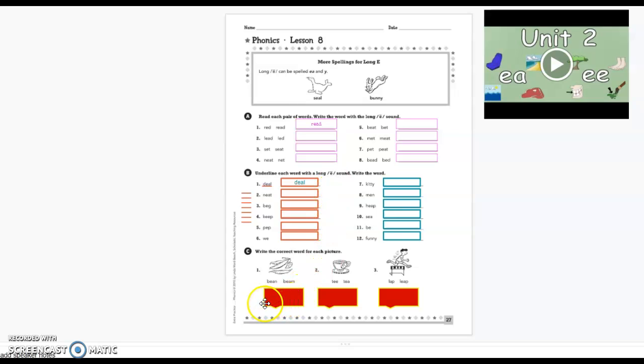Okay, and then if I come down here to letter C, it says write the correct word for each picture. So you're going to write that in the box. So the first one says bean or beam. So different ending sounds. Bean or beam. And these look like peas, or like snap peas, and those are beans. B-E-A-N, bean. Okay, so you're going to do the rest of them.